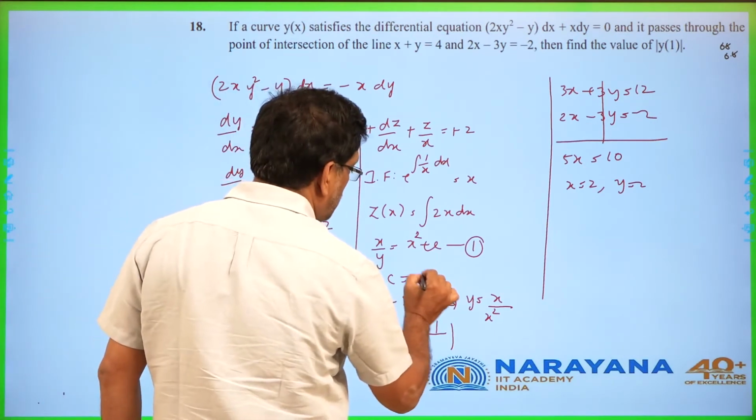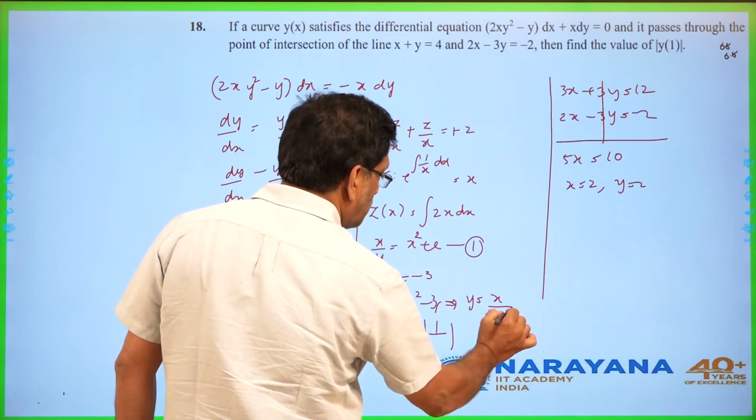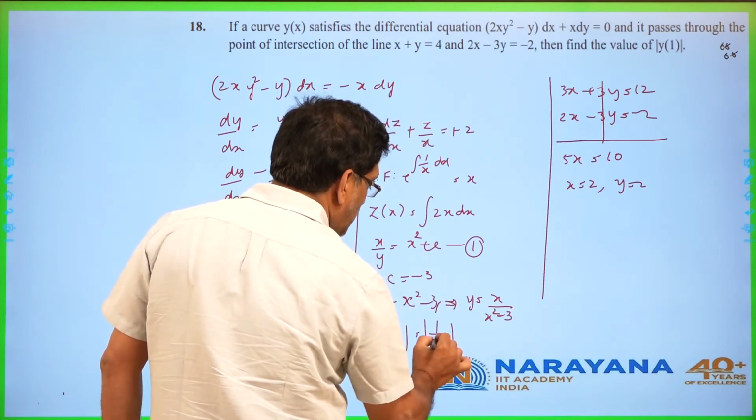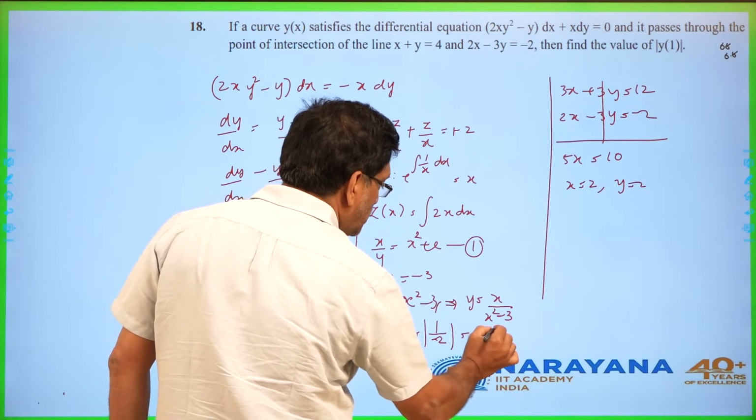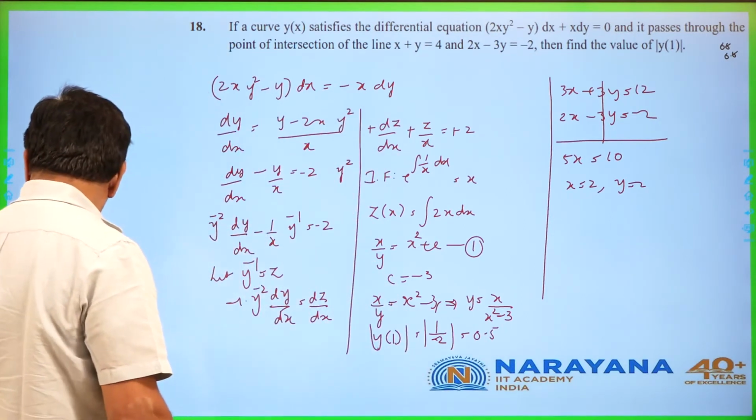That is minus 3, x square minus 3, 1 minus 3 minus 2. It is 0.5. Okay. So let us go to the next question.